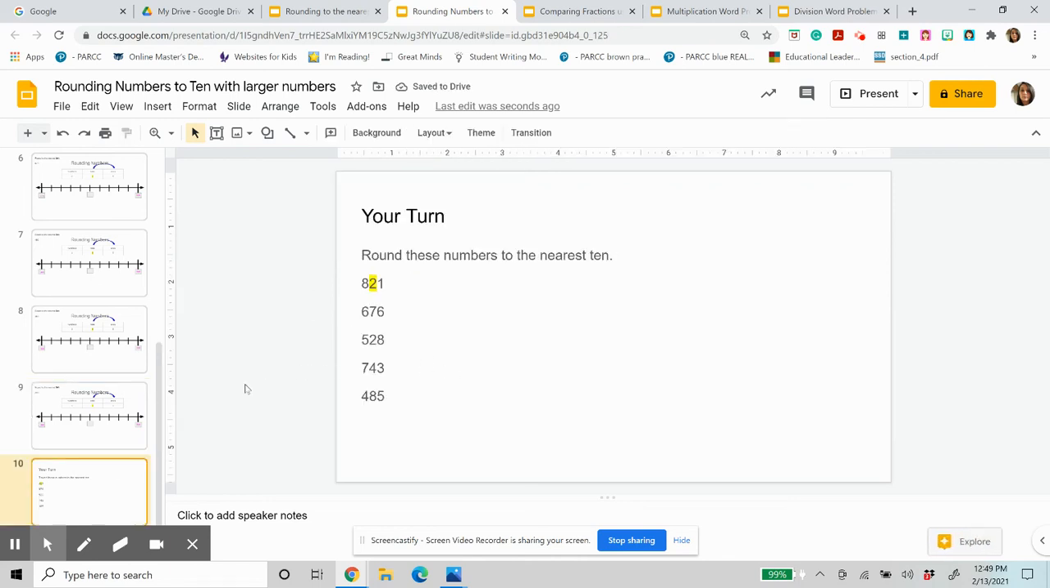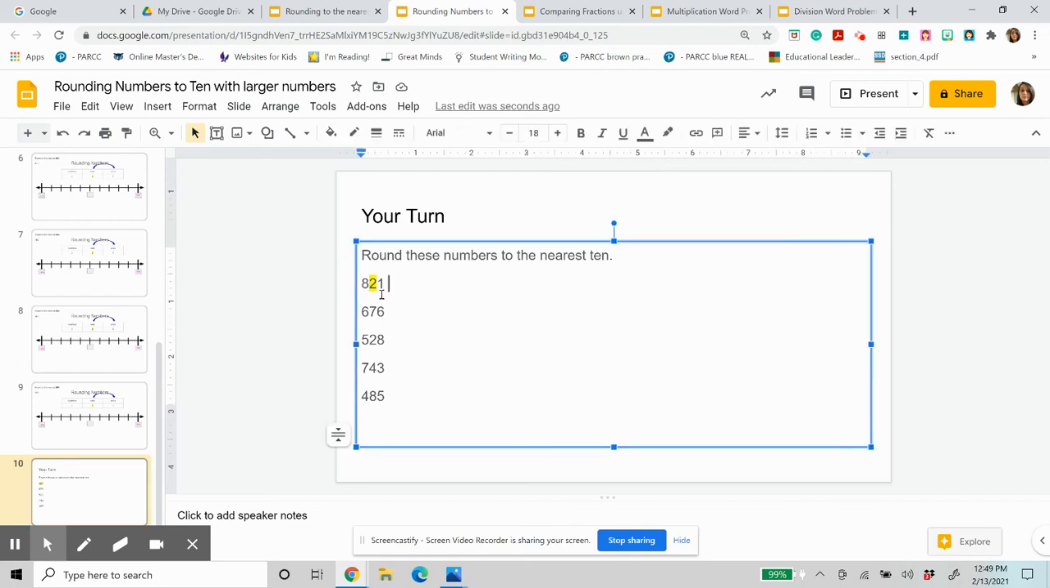All right, your turn. So you're going to round these numbers to the nearest 10. So again, I suggest that you write these down on paper, you underline, highlight the 10, you use your little arrow, you can make your little number line and decide where to go. This is a good place to pause the video so you can do your work, and then when you're done, unpause it to check to see how you did. Okay? All right, focus and good luck.